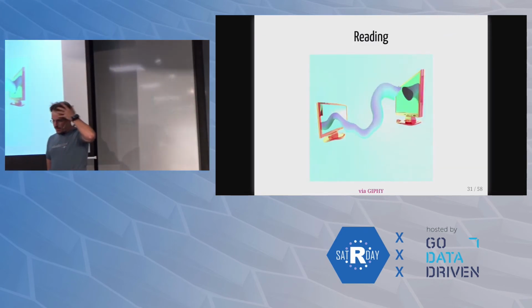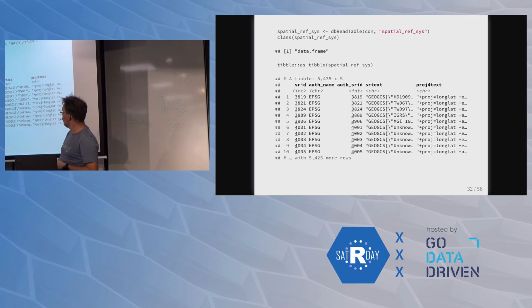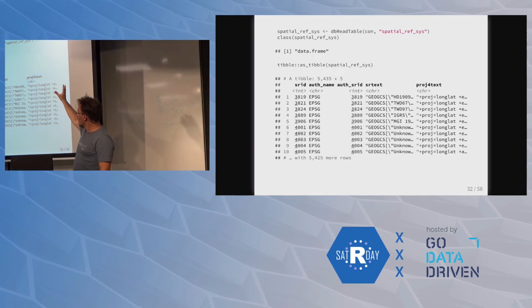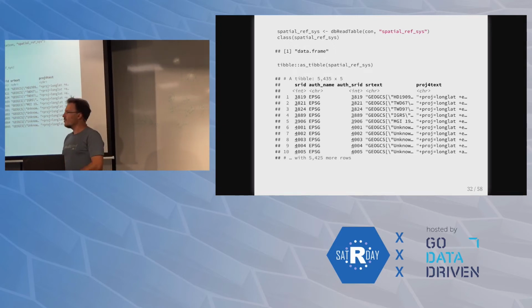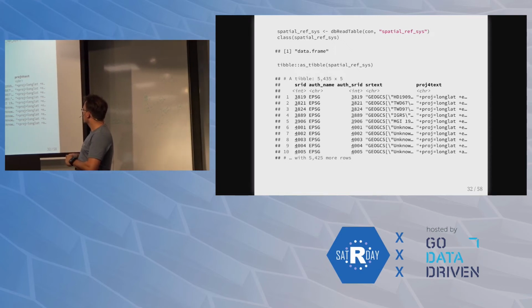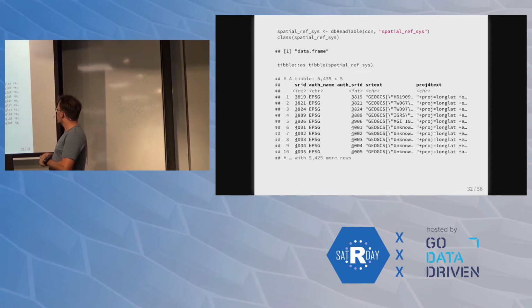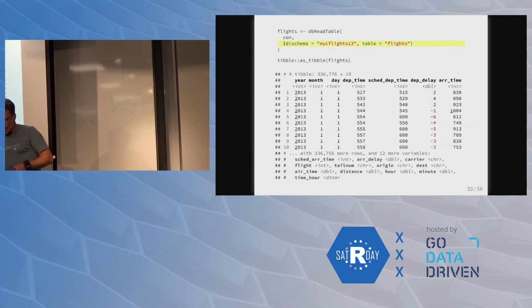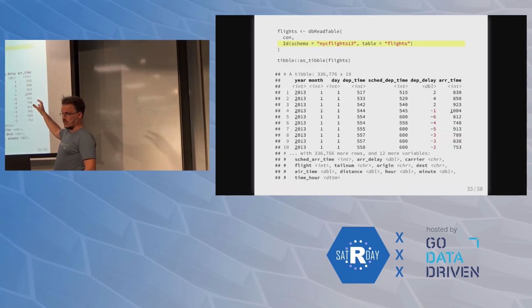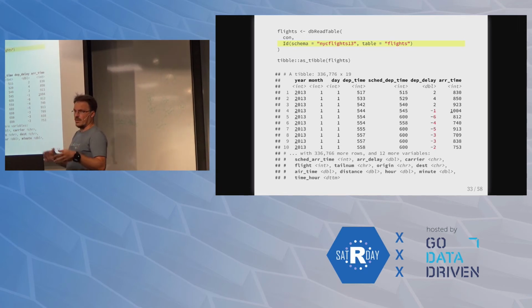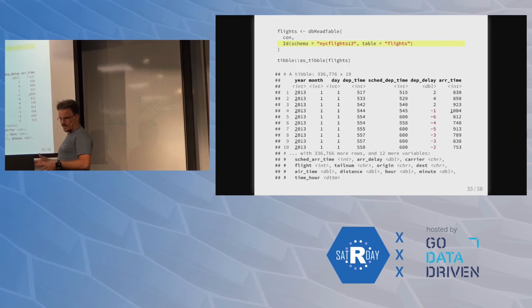So, for reading tables, we have dbReadTable, not surprising. It gets the table name as an argument, returns a data frame. I've used as_tibble just to format it in a nicer way. And this also works with tables and schemas. So this ID object we've seen before, you pass it to dbReadTable, and dbReadTable knows how to interpret this.